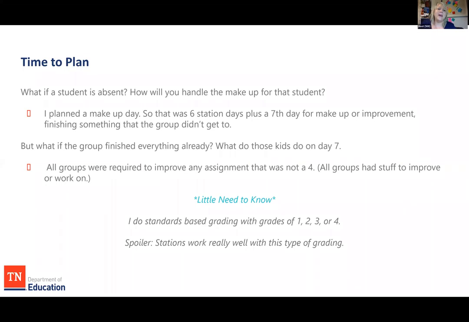When I planned, you also have to plan for, what if a student is absent? So I know that if I did station 2 with my group and they move to station 3 tomorrow and I'm not there, how do I make that up when I come back and my group is on station 4 the next day? So I had to think about, how will those students make up that work? So I added a 7th day for a makeup day.